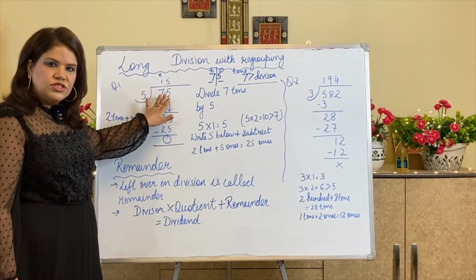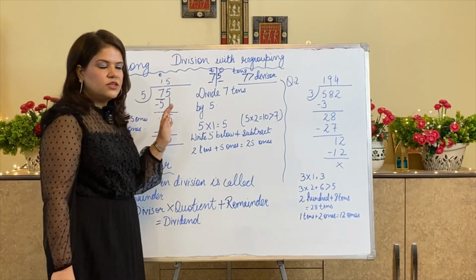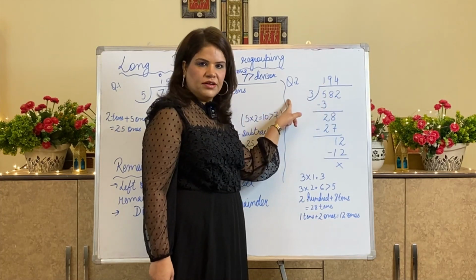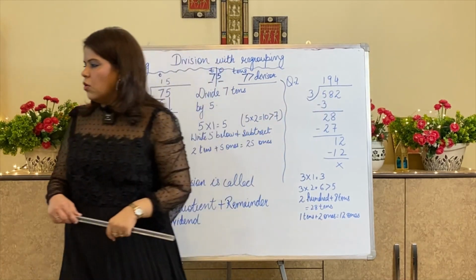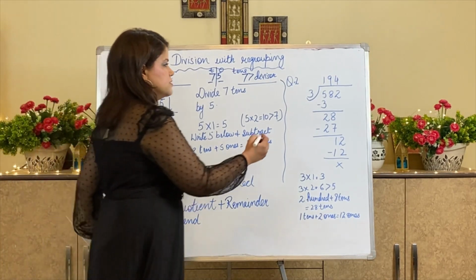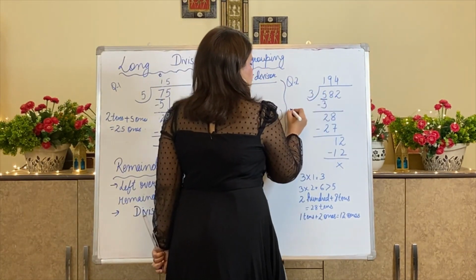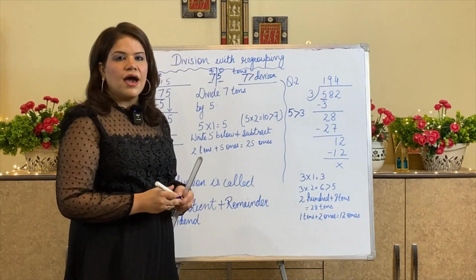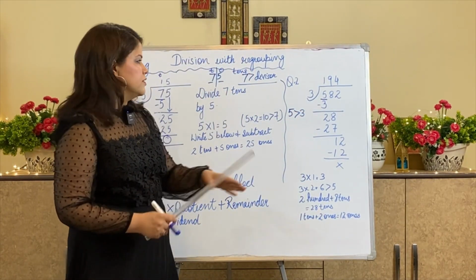75 was a 2-digit number. Now I am taking division with a 3-digit number. 582 is to be divided by 3. So now what will I check? I will check the first digit, that is at the hundreds place. 5 is greater than 3. So that means I can go ahead with the divisor.